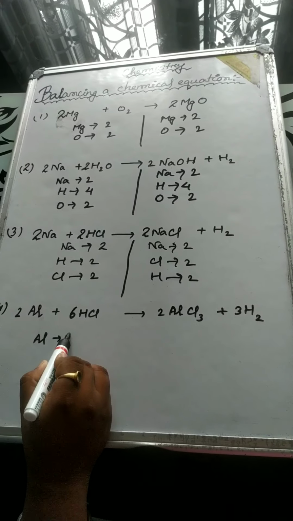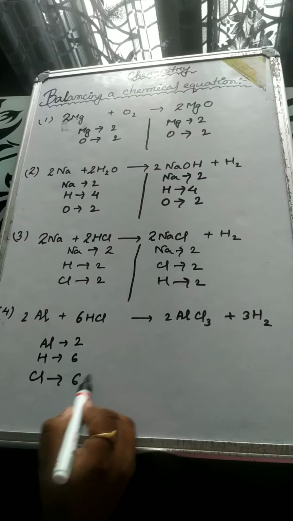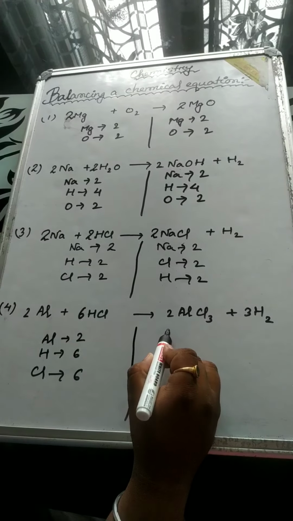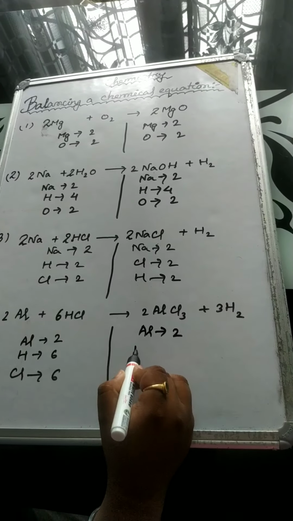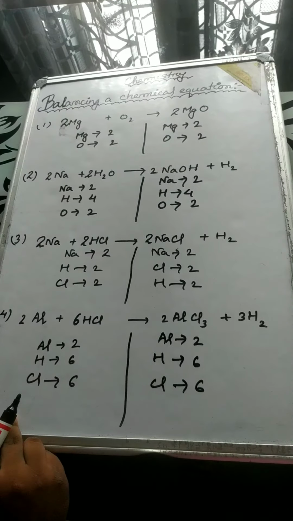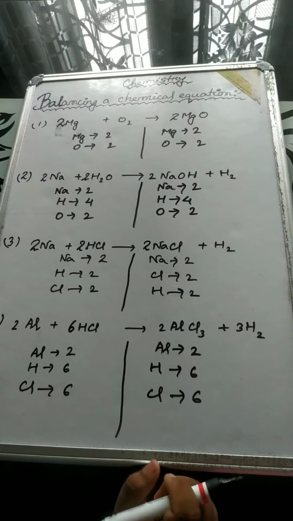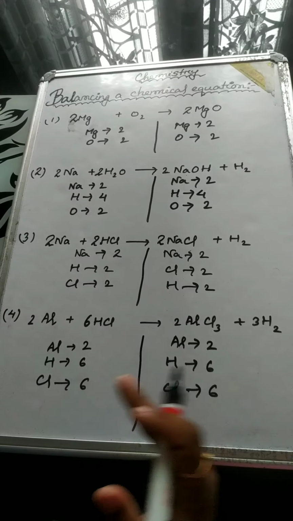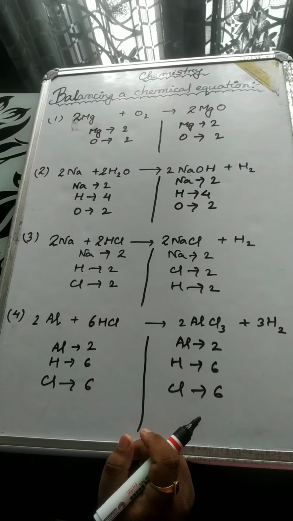So aluminium atoms are 2, hydrogen is 6, and chlorine is 6 on the reactant side. On the product side, the number of atoms of aluminium is 2, hydrogen is 6, and chlorine is 6. So the number of atoms on both sides is equal, and this chemical equation is balanced. We have started with the easier problems. Slowly we will pick up the pace and go to harder levels. Okay, I hope it is clear to you. Thank you.